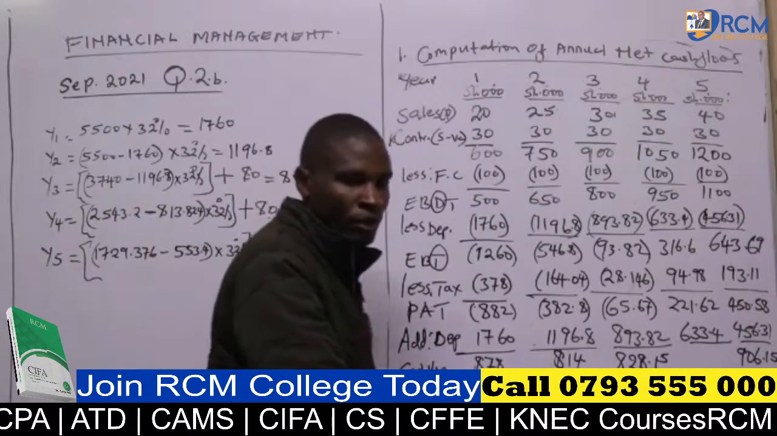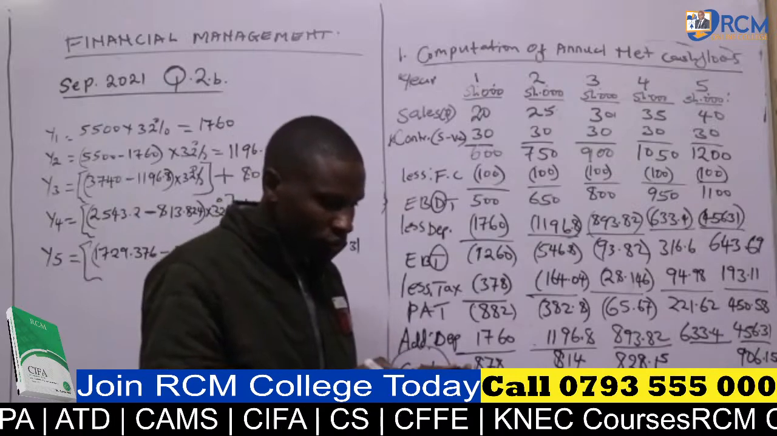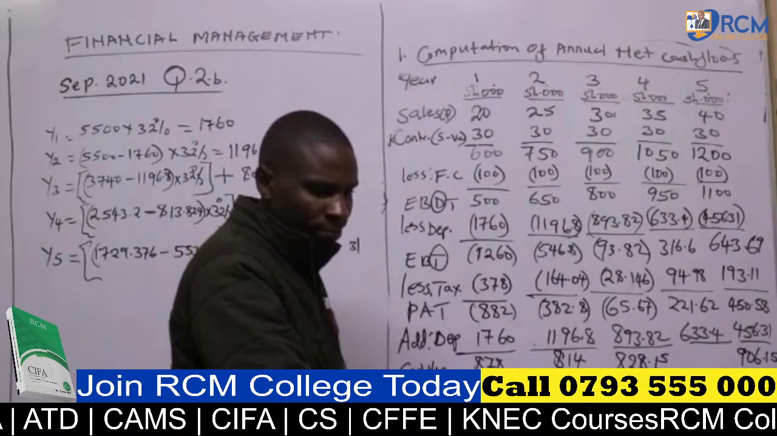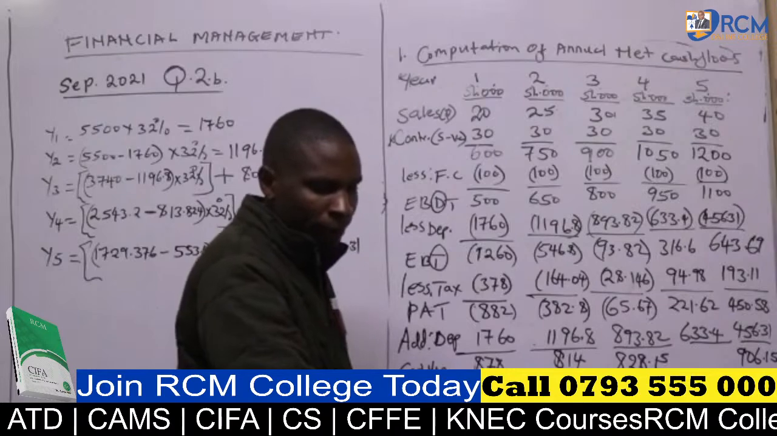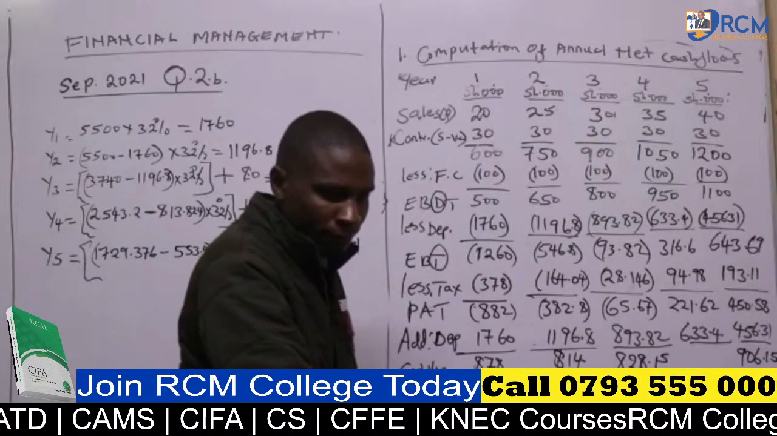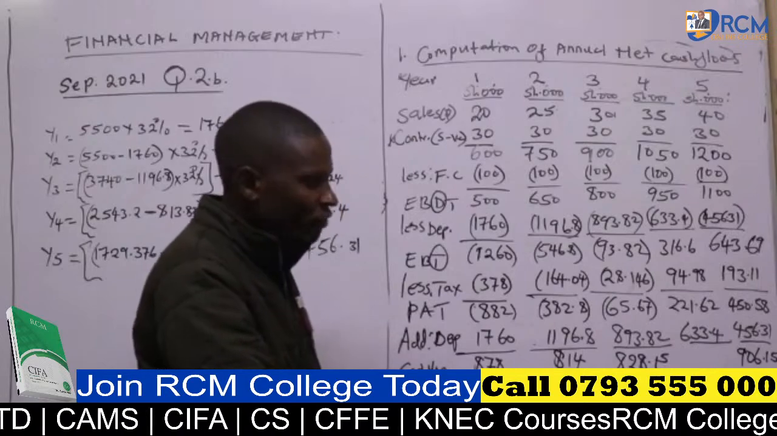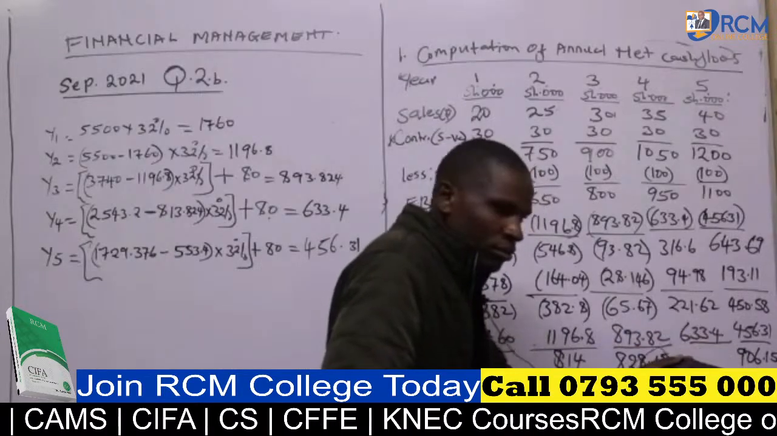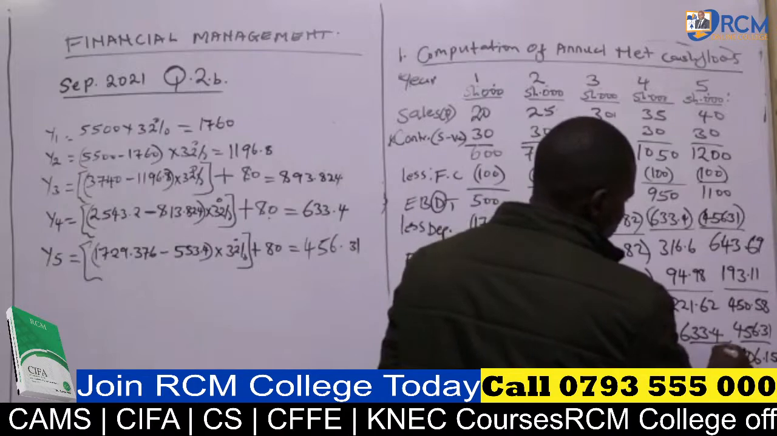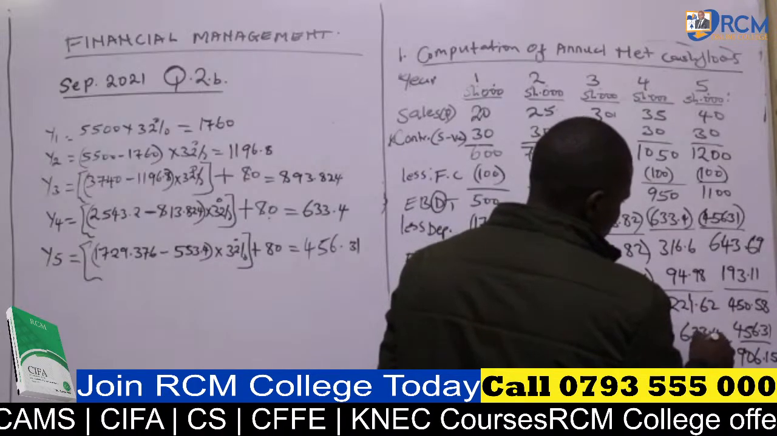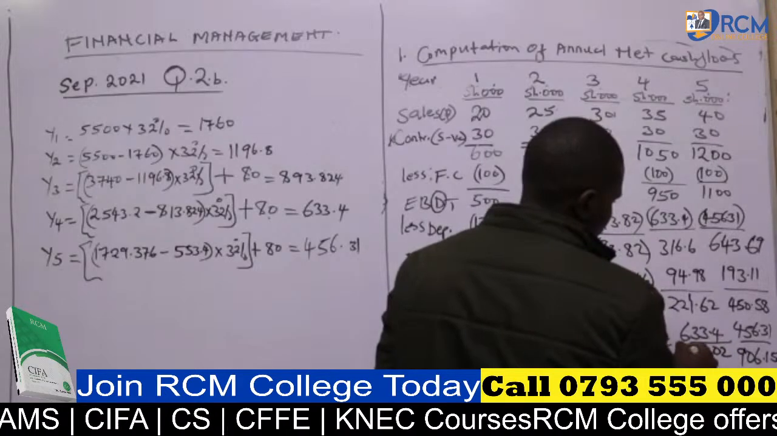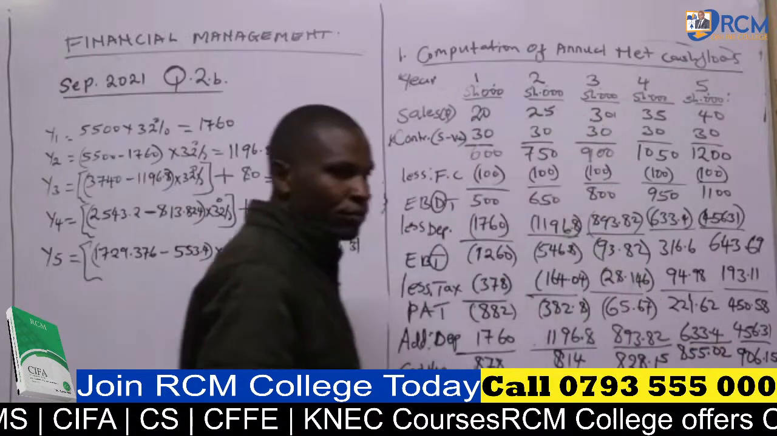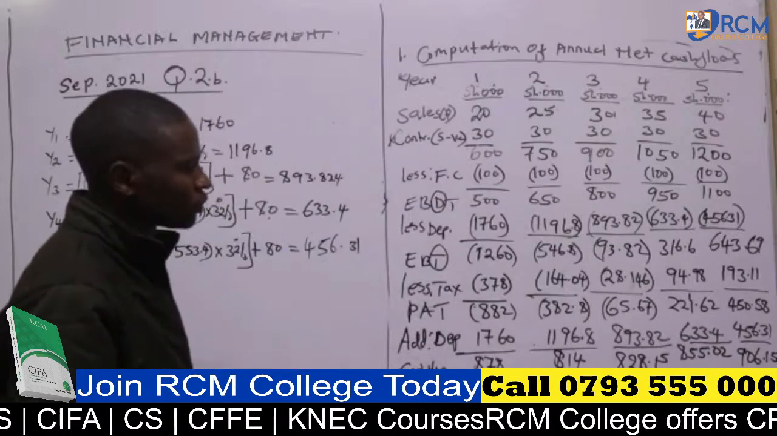Year 4, tunapata ngapi? Ni addition. You add. So 2, 0 carry 1, 5, 5, 8. 855.02.